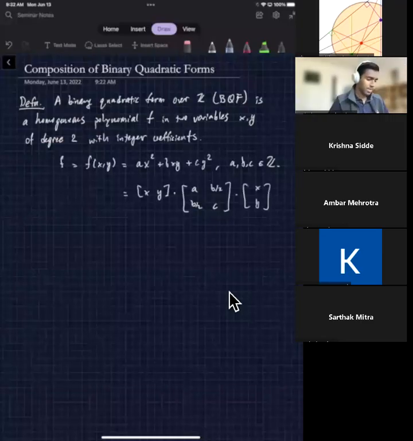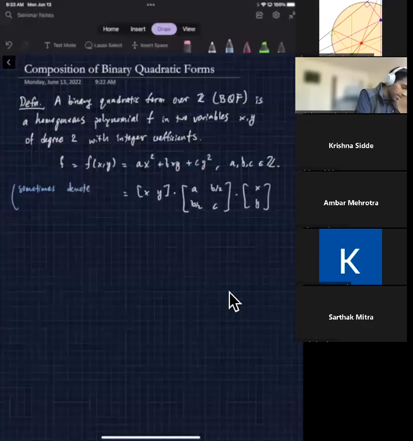And yeah, so that's what a binary quadratic form is. Sometimes in what follows, just for the sake of brevity, I'll denote this binary quadratic form f with coefficients a, b, and c by just the triple of integers a, b, c, because that determines the binary quadratic form. Okay, so that's the definition of a BQF.